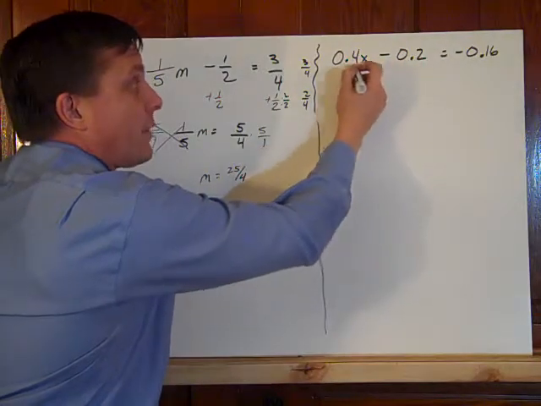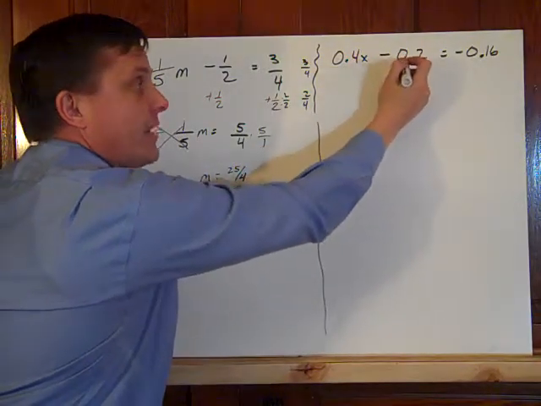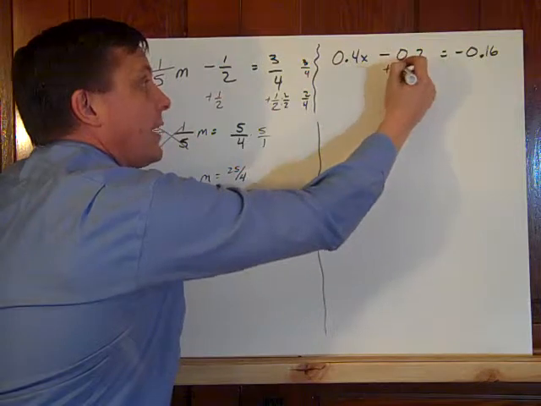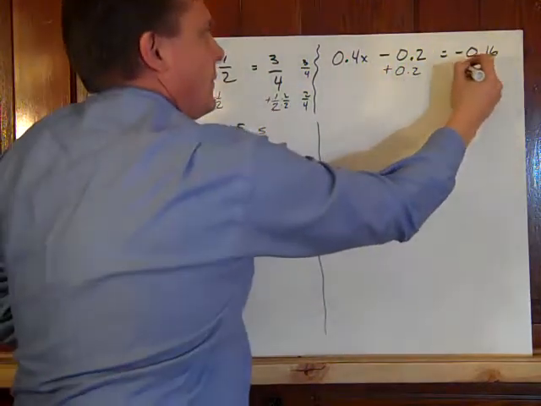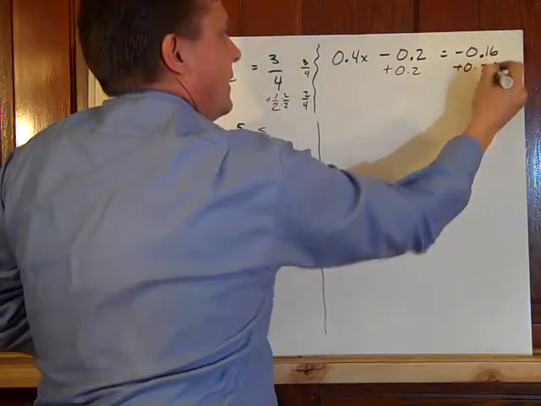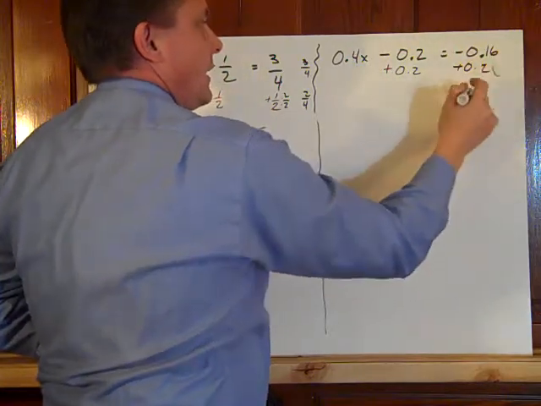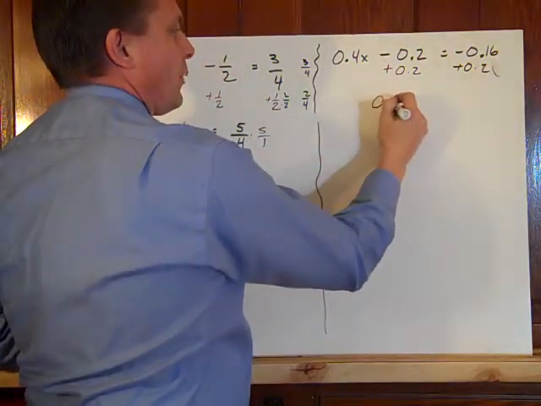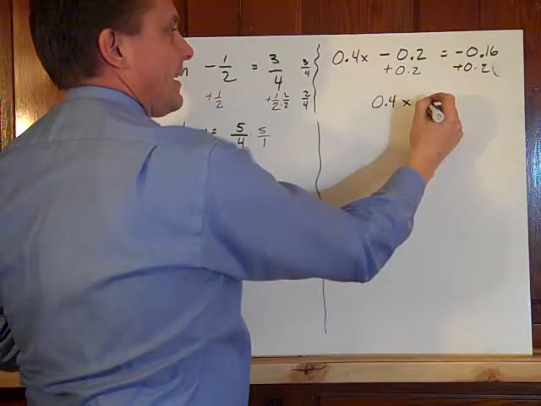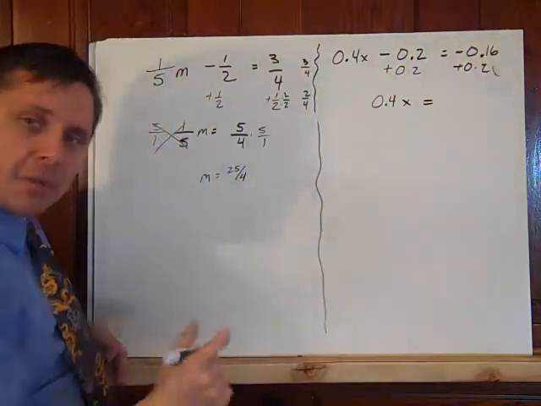Over here, I have 0.4x. This has to be alone, so I have to get rid of -2/10. I'll do that by adding 2/10. And again, this is where you've got to be careful. I'll get 0.4x. You might have to work on the side. Equals. You have to see you've got two operations.